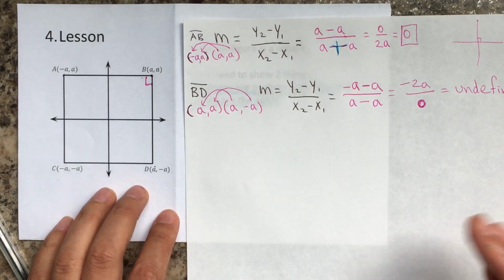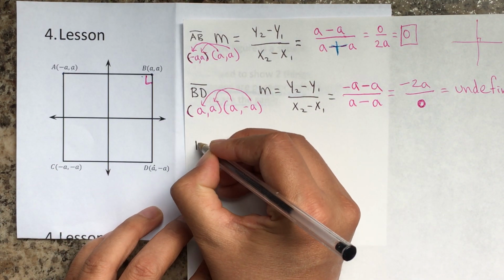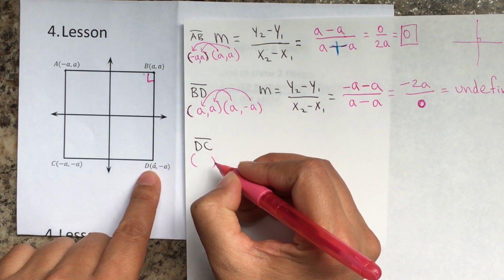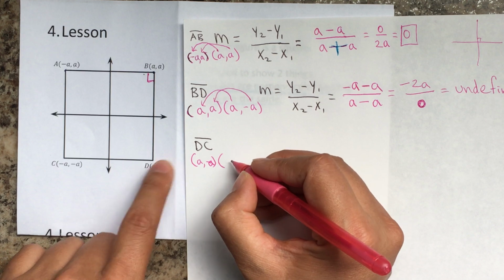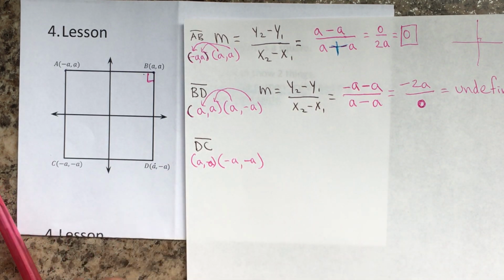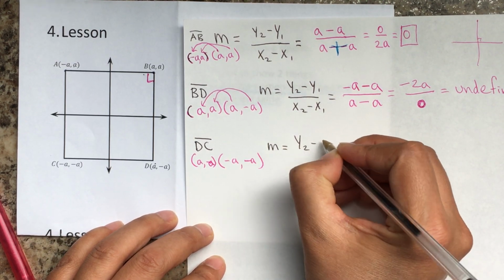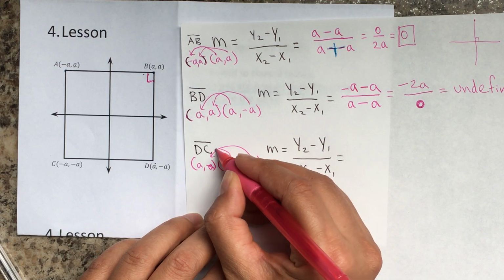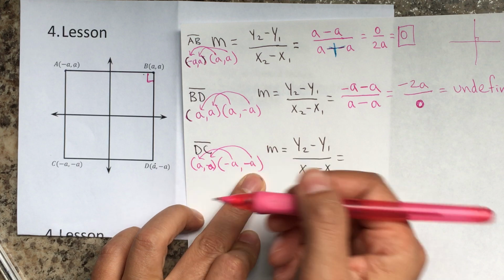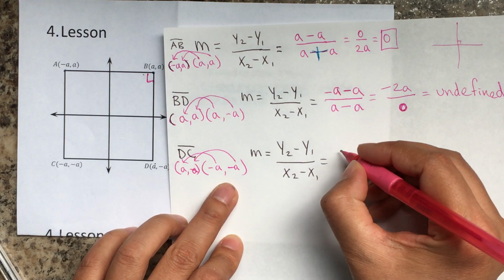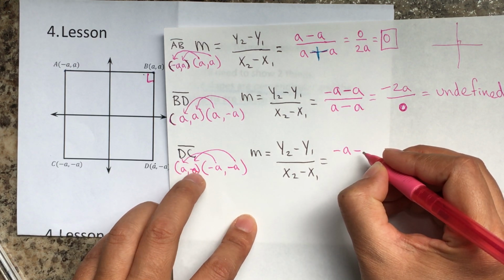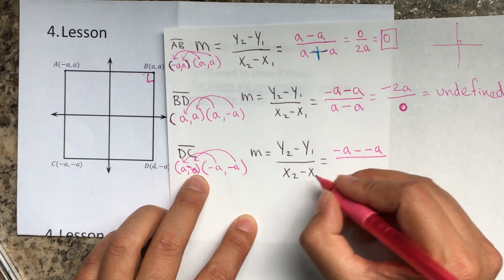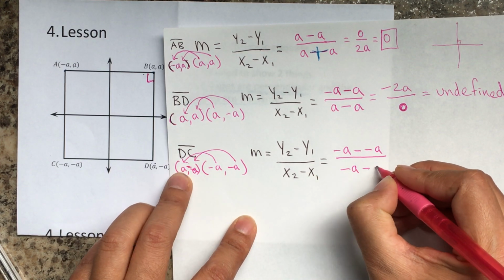Okay, now let me do DC. It doesn't matter if you put DC or CD, you're going to get the same answer anyways. So D is a, negative a, and C is negative a, negative a, and I go ahead and do the formula. M equals y2 minus y1 over x2 minus x1. I call it the jump of the dolphin. You know how one dolphin goes and then the other, like in shows about dolphins. So it's negative a minus negative a, and for x it's negative a minus positive a.